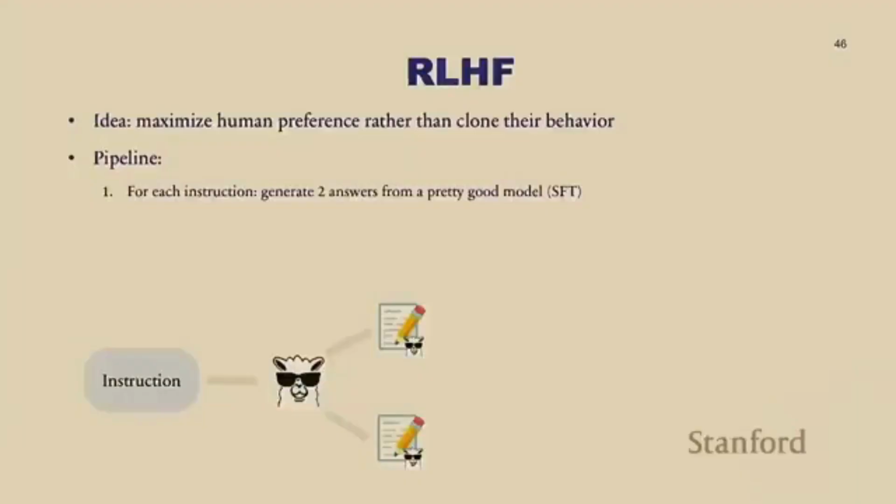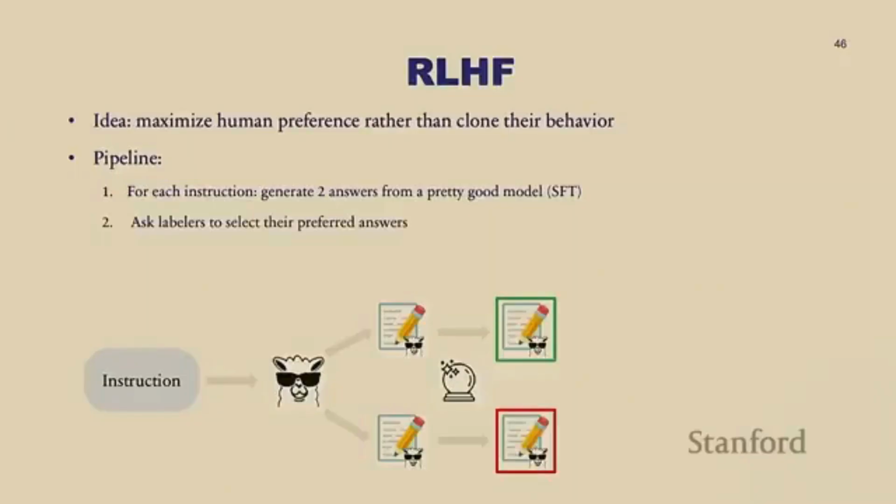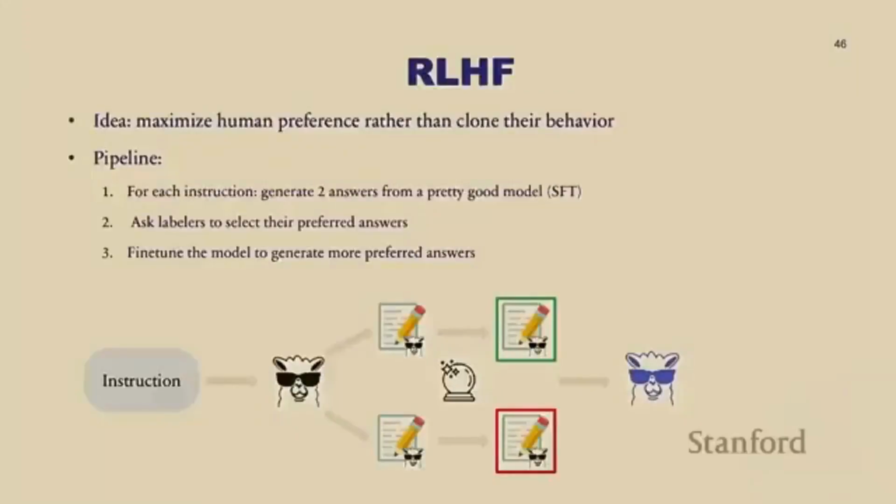And the way we're going to do that, the pipeline, is that for every instruction, you're going to ask a model to generate 2 answers. And you usually use a pretty good model, so you don't use a raw LLM here, you use an already fine-tuned LLM to give pretty good answers. And then you ask labelers which of these 2 answers was better. So select the preferred one, and then with different types of algorithms, which we're going to talk about, you just fine-tune the model to generate more of the green thing than the red thing, so more of the good stuff. So now the question is how, and we're going to talk about that right now.